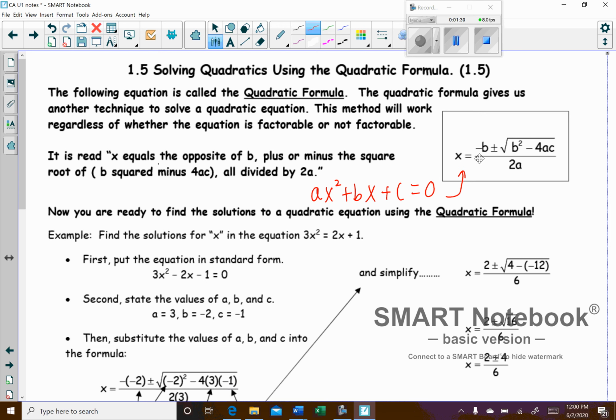A common mistake students will make is they accidentally only divide the radical, but you want to make sure the whole thing is divided by 2a. And so that's the quadratic formula. It works out really nicely. If it's not factorable, typically this is the method you want to go to.